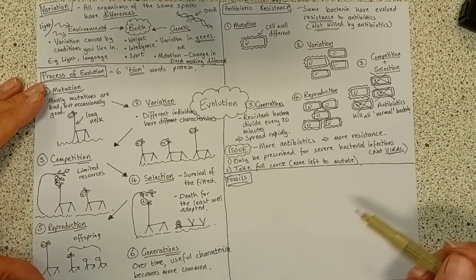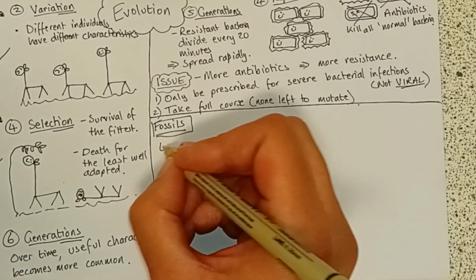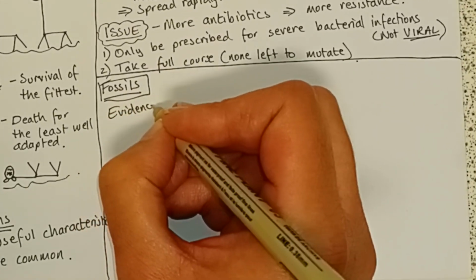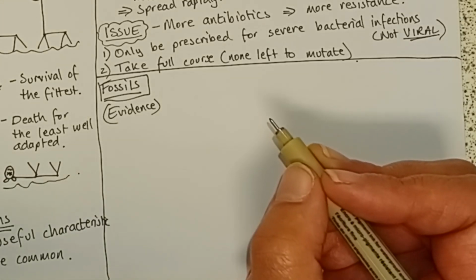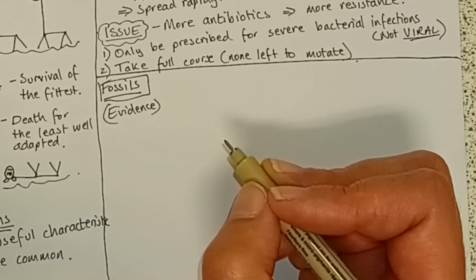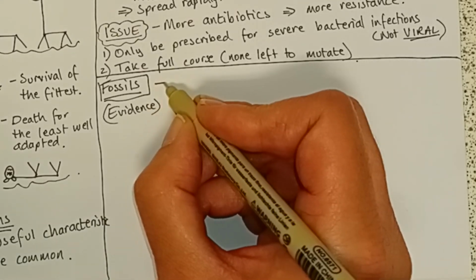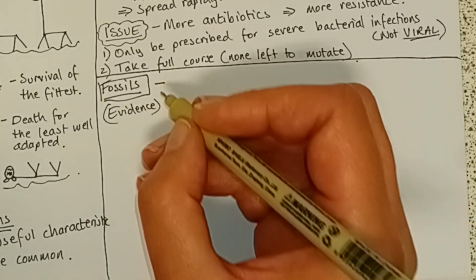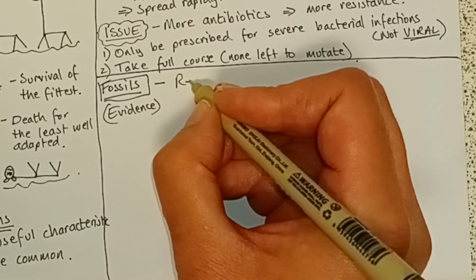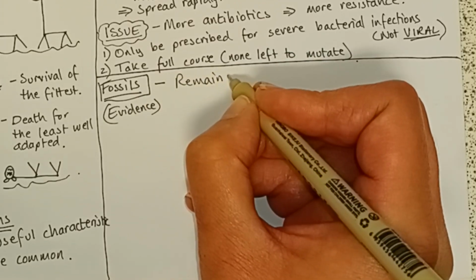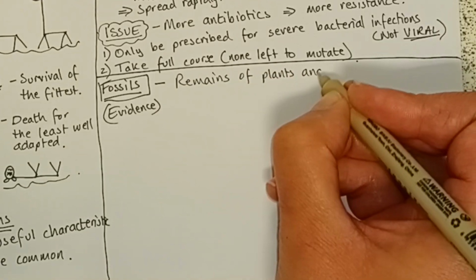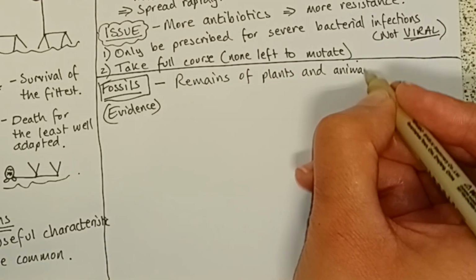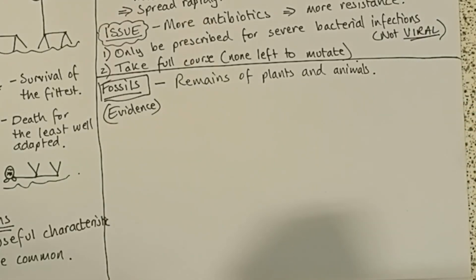Lastly then, fossils are our evidence of evolution over long term. We've got evidence from the antibiotic resistance, actually. We've got lots of genetic sequencing that shows the evolution of antibiotic resistance, but we've also got long-term evidence in the fossil record. So fossils are simply the remains of plants and animals. And there are three ways that you need to know about fossils being made.